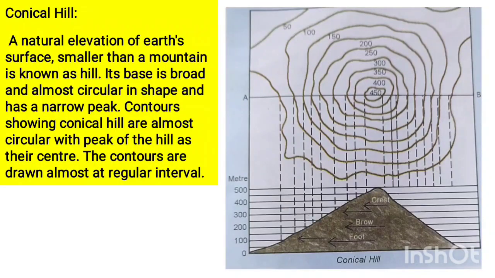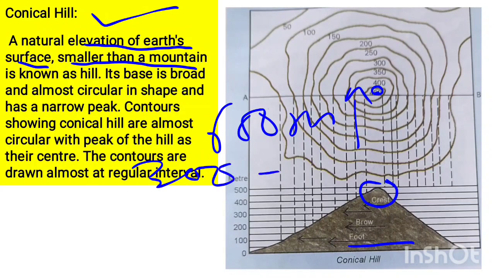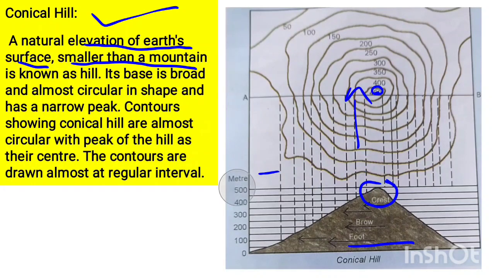Okay, next one is the conical hill. A conical hill is a natural elevation of the earth's surface. It has a broad base and crest, and definitely there will be a peak or summit. It is a natural elevation which is smaller than a mountain. The height of a mountain is more than 600 meters. In the case of hills, it is 300 to 600 meters. So it is smaller than a mountain, and it is known as a hill.